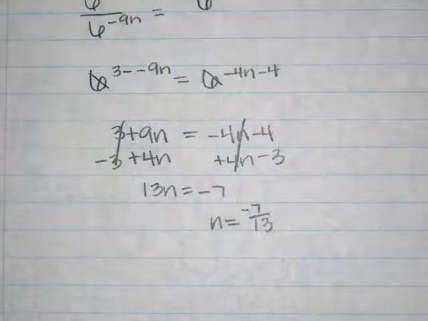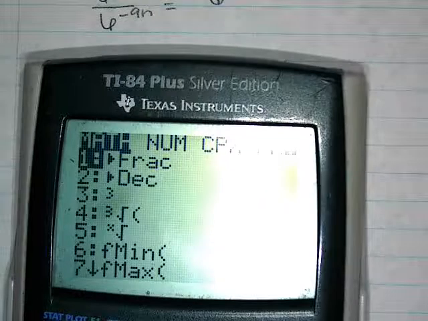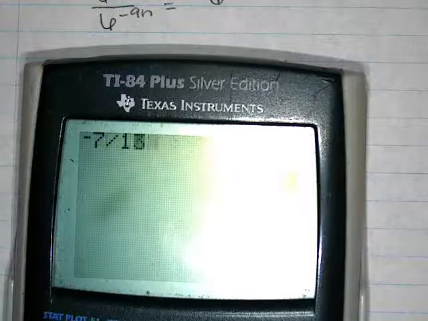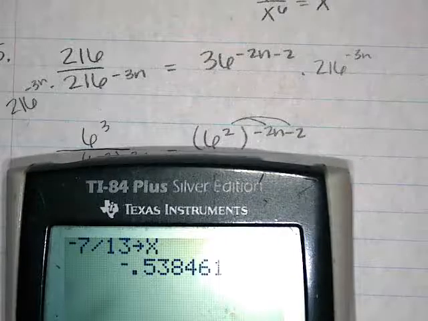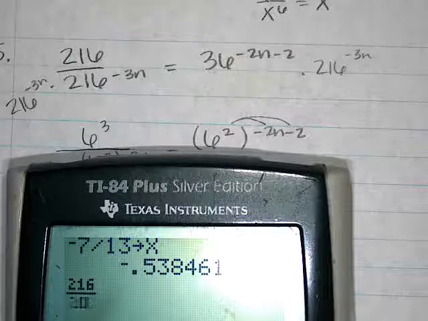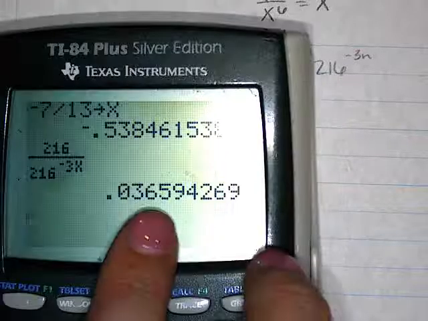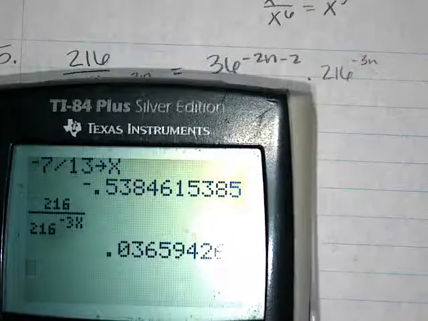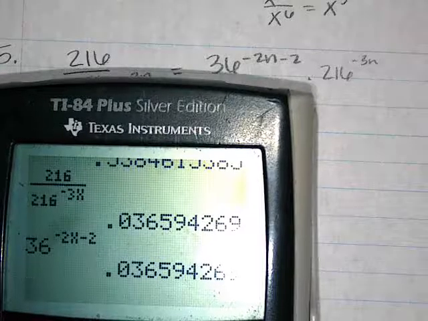Okay, and do we remember how to check our answers and make sure that they're right? I could save negative 7/13, so I could store it as x. And then go back to the original problem and just type this in and make sure the two sides of the equal sign are the same. So 216 over 216 to the negative 3x, and I get this funky decimal. And then on the right side, I have 36 to the negative 2x minus 2, and I get the exact same funky decimal. So I know I got it right.